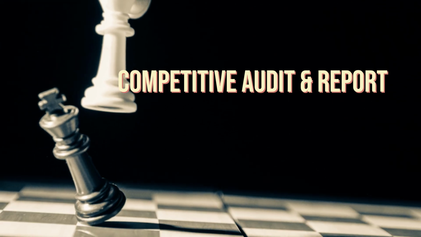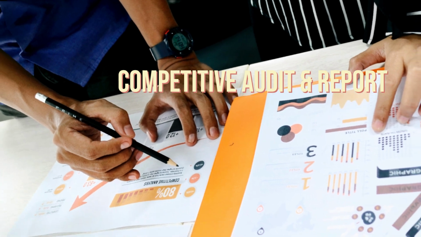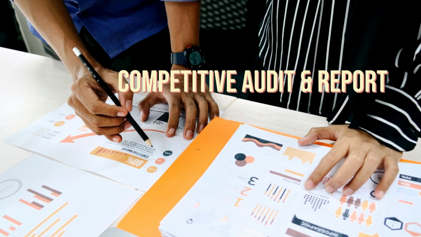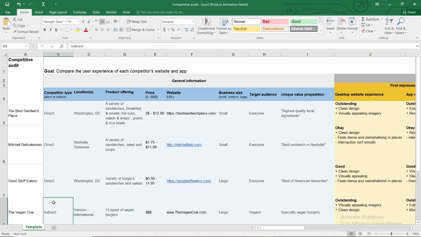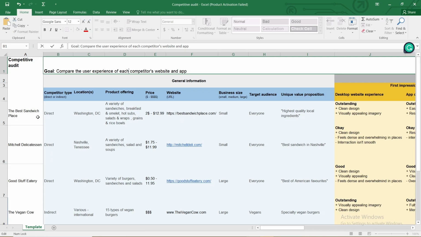Today, we'll be going over how to conduct a professional competitive audit and derive an informed report to help you design products that truly solve user pain points. There are two stages to this. 1. The competitive audit itself, and 2. The report derived from the audit. We'll look into both stages and quickly learn how to go about it.